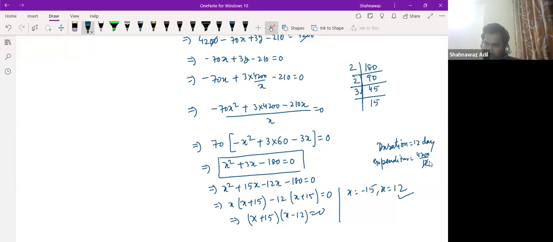350. So 350 is the daily expenditure, right? So daily expense is 350 rupees. So if he wants to stay 12 days, this is the amount that he has to spend in one day, right? So this was the question. Is it clear, everyone?